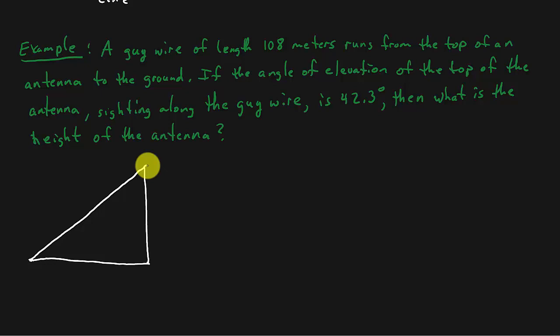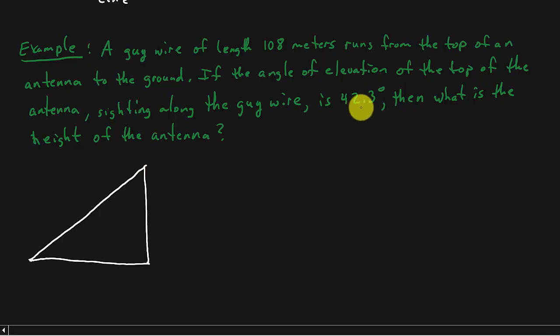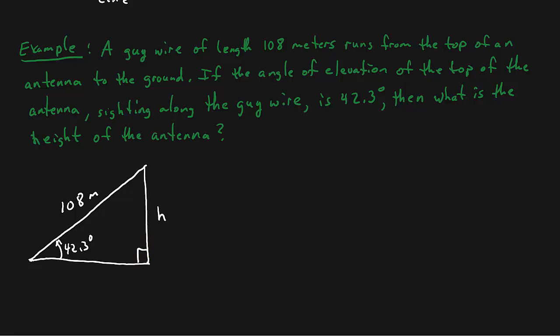So it tells us the angle of elevation is 42.3 degrees. So that's measured here. That's your 42.3 degrees. That's your angle of elevation measured off the horizontal. And it tells us the length of the guy wire is 108 meters. And they want to know what is the height of the antenna. So we'll label this H, and that's a right angle there. That's assuming the tower is built straight up and down. So we need to know this height here.